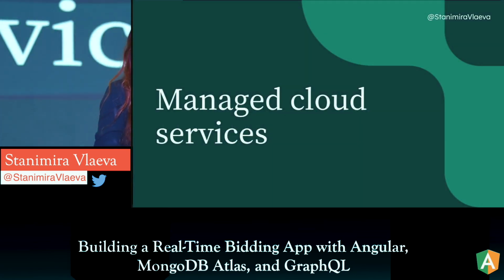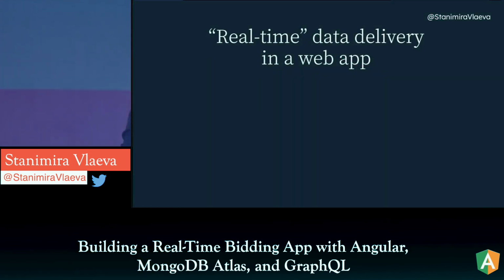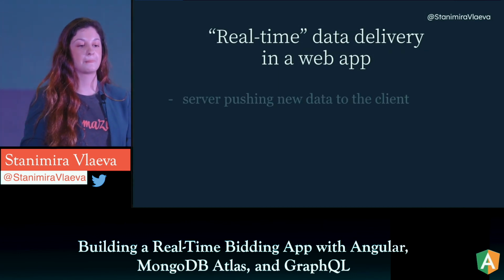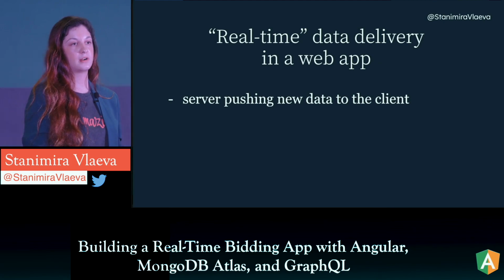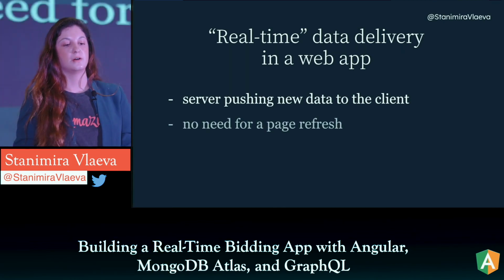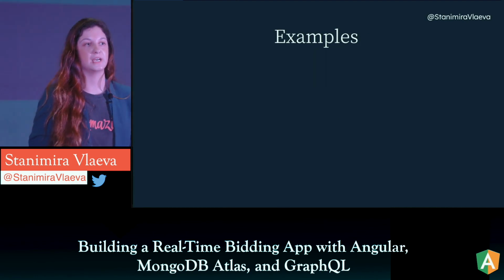And to achieve that, we can use some managed cloud services. But what does it mean to have real-time data delivery in a web app? Usually it means that the server will be pushing data to our client application. We don't need to do a page refresh. And here are some examples of that.